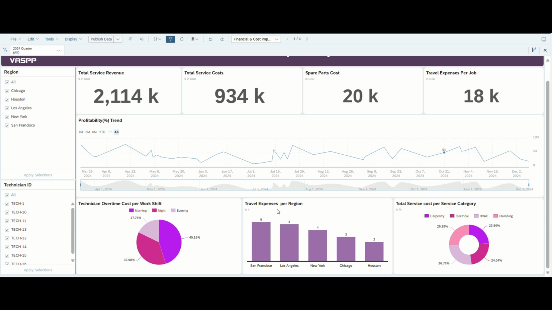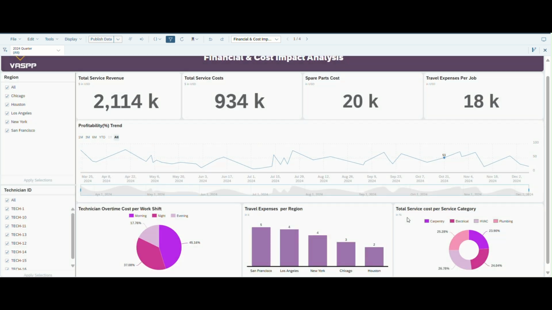Rounding out the bottom right, this donut chart illustrates the total service cost per service category. The HVAC category leads with 26.78% of the total cost, followed closely by plumbing at 25.28%, electrical at 24.04%, and carpentry at 23.9%. The cost distribution is fairly balanced, but the slightly higher share in HVAC and plumbing may suggest more complex or frequent service requests in those areas. This insight helps prioritize budget allocation and resource planning across service teams.